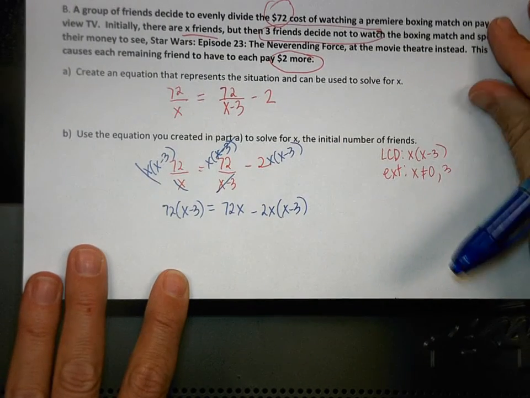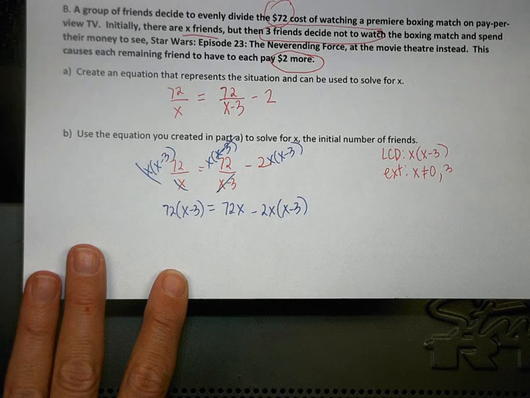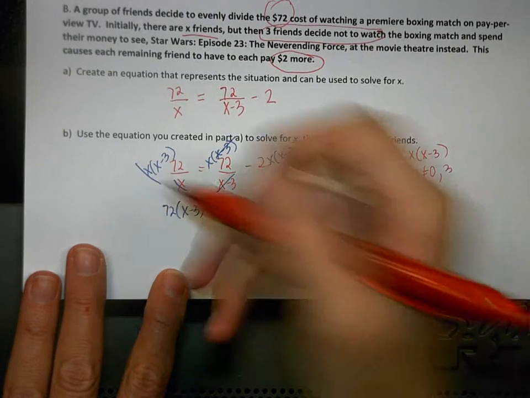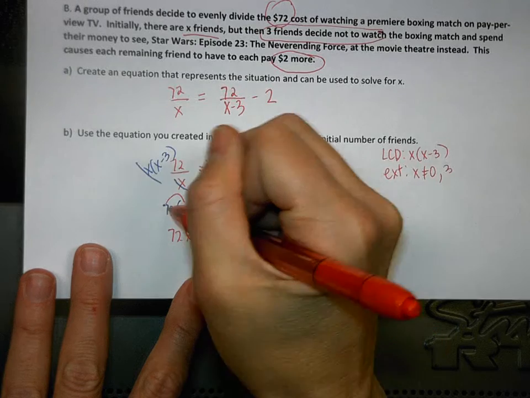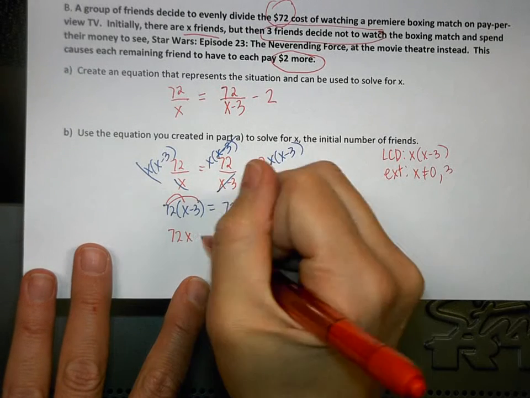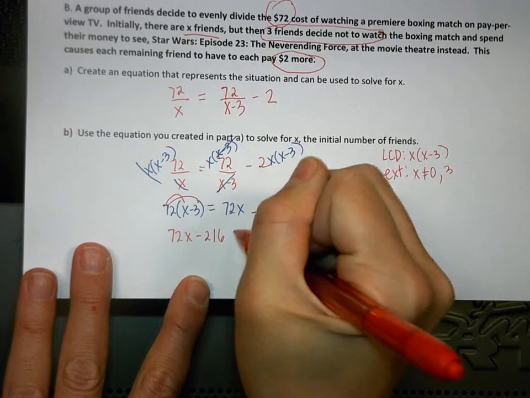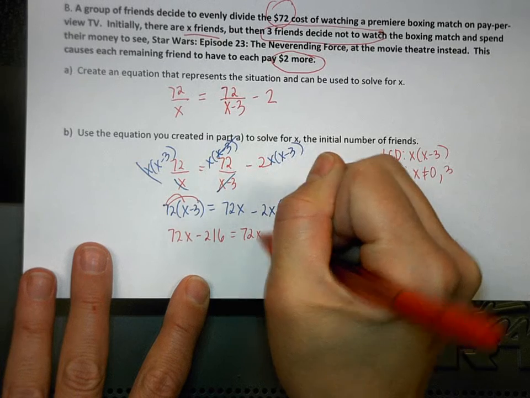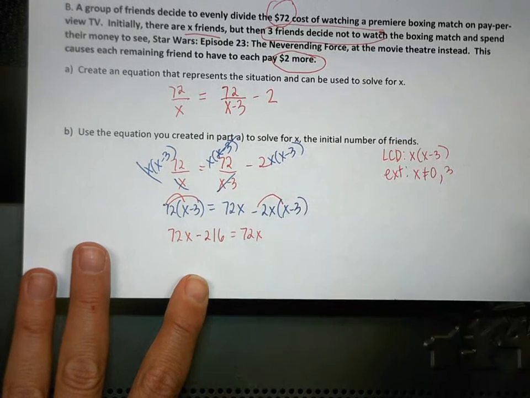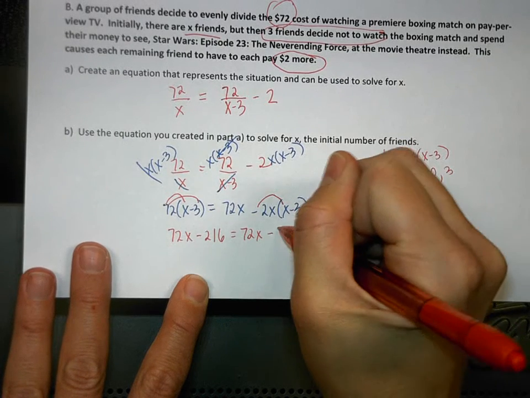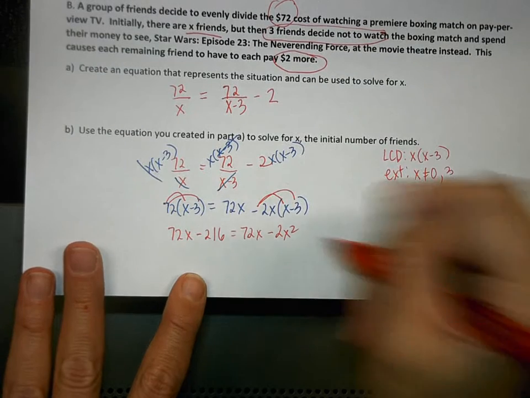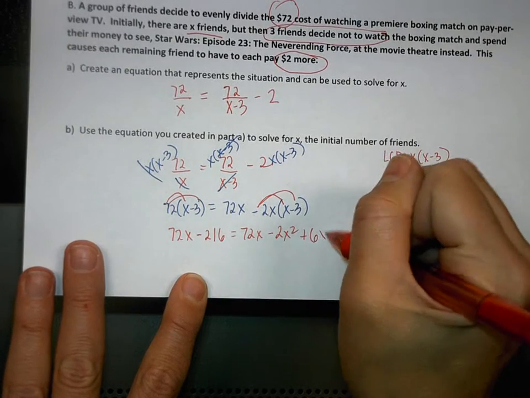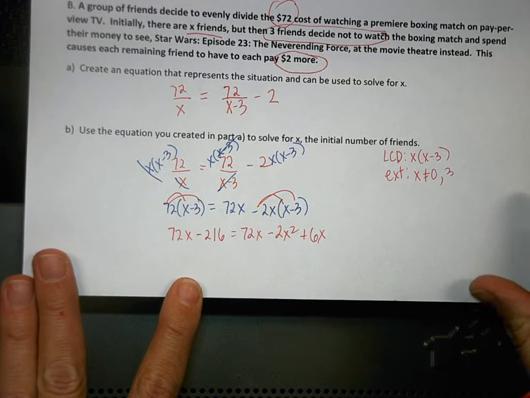So now I'm going to go through and distribute. So 72 times x makes 72x, and then 72 times negative 3, negative 216. Very good. Equals 72x. And then we have minus 2x times x, which is negative 2x squared. And then negative 2x times negative 3 is positive 6x. Colton, can you write some of this down? Okay.